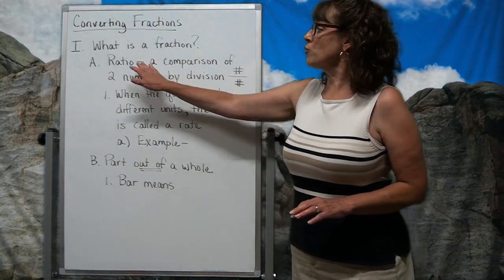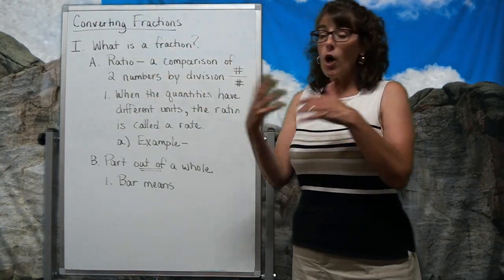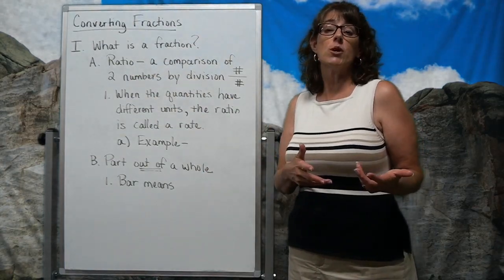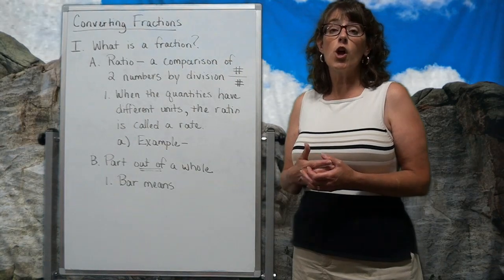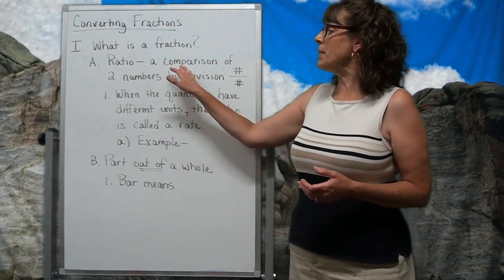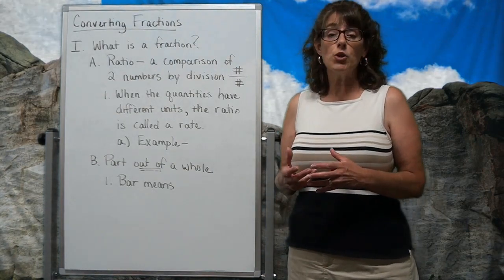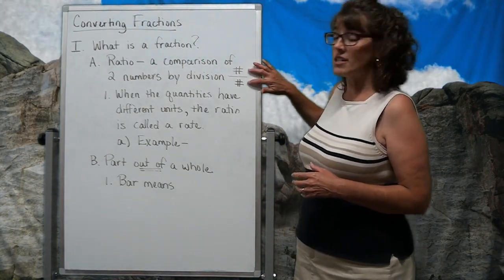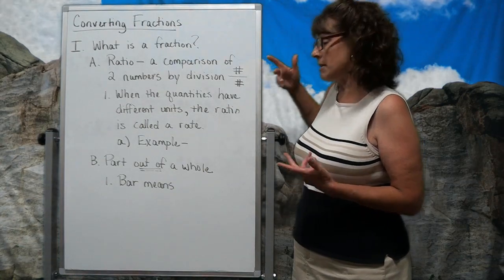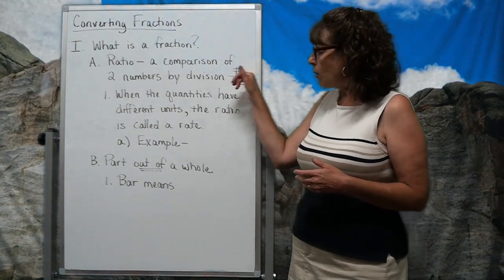A fraction is a ratio. Sometimes we call them fractions, sometimes we call them ratios. But the bottom line is that whether you call it a ratio or a fraction, it is a comparison of 2 numbers by division. When you're comparing the 2 numbers, you'll see it look like this, and you always have this little bar here.